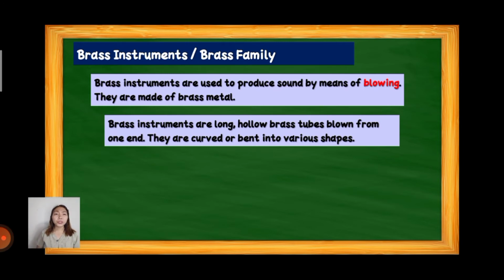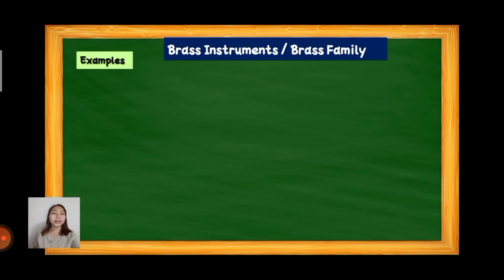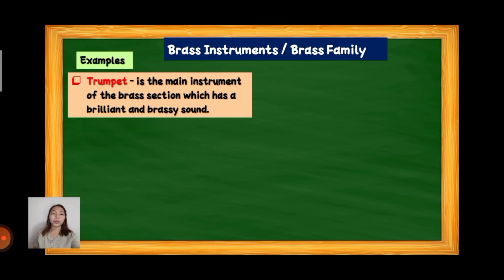Okay. Brass instruments are long, hollow brass tubes blown from one end. They are curved or bent into various shapes. And sound is created when the musician vibrates his or her lips against the mouthpiece. And the mouthpiece is fitted inside the instrument. Kanang ibutang diya, fit ra gyud na, dili siya sakto ra gyud, diluag, dili kanang huot, sakto ra gyud siya. Okay. So, and here is an example for brass instrument or the brass family.